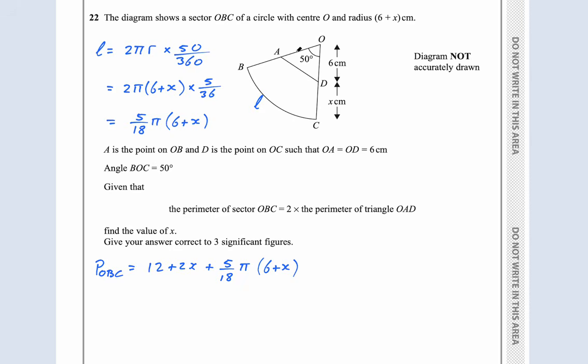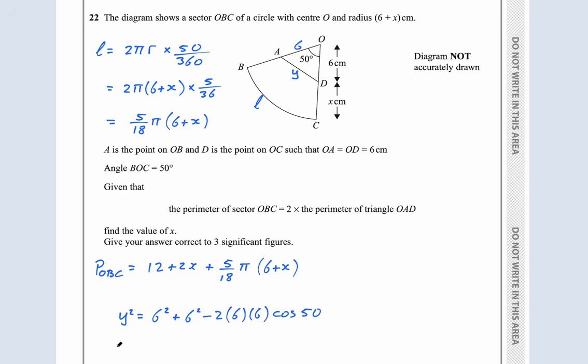Then the perimeter of the triangle. I need to get this length here. Let's call this y, because I can't use x. I'm going to get y using the cosine rule. Y squared is equal to 6 squared plus 6 squared minus 2 times 6 times 6 times cos 50 degrees. If you don't know how to do the cosine rule, go and learn it.